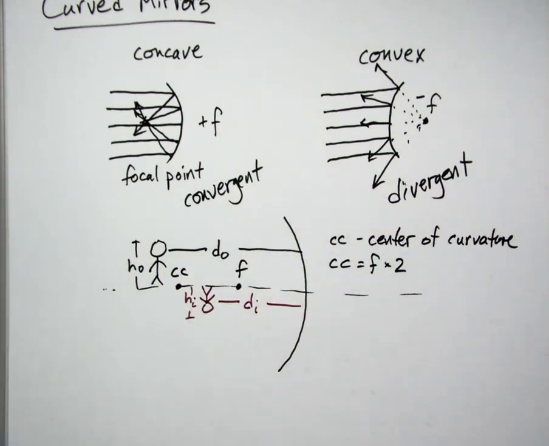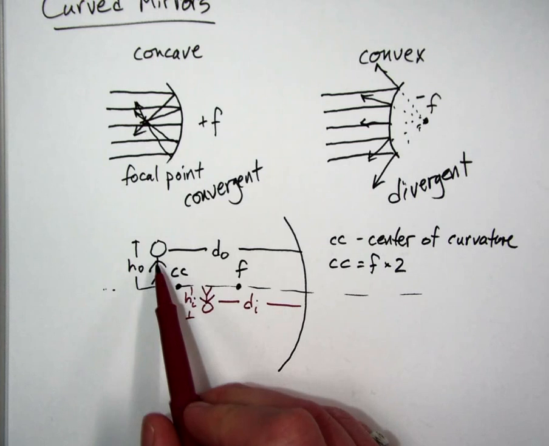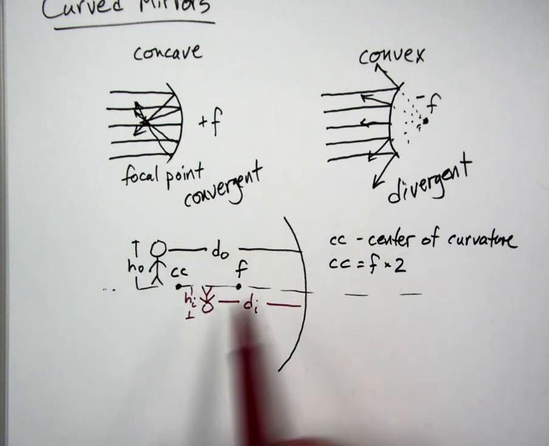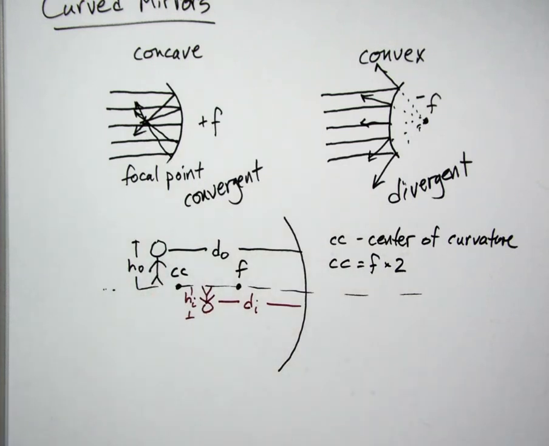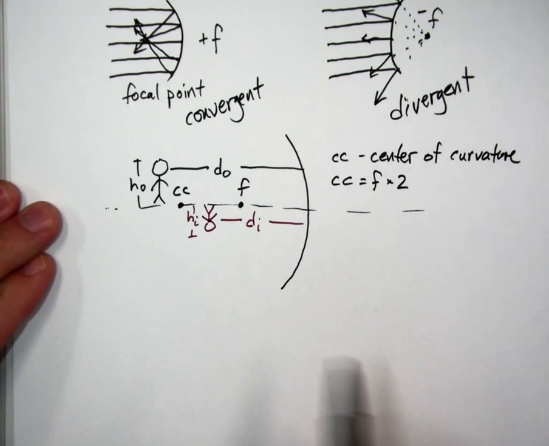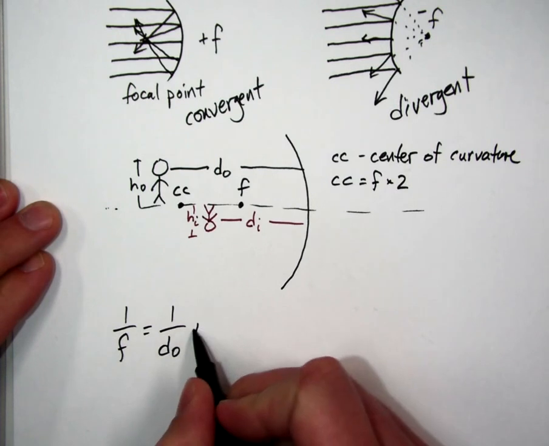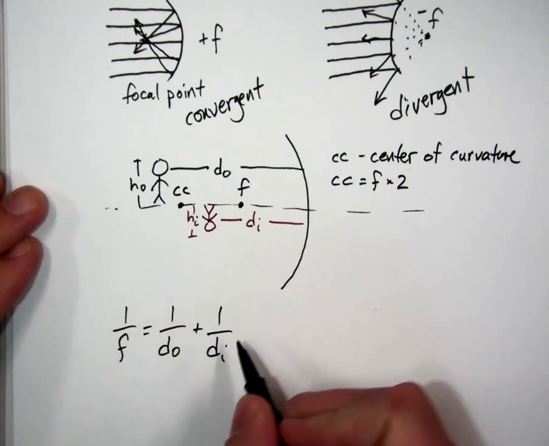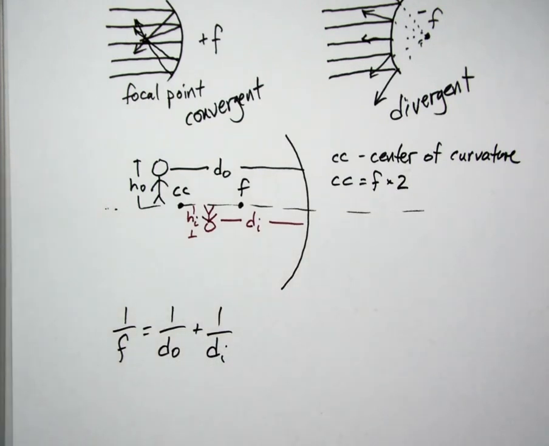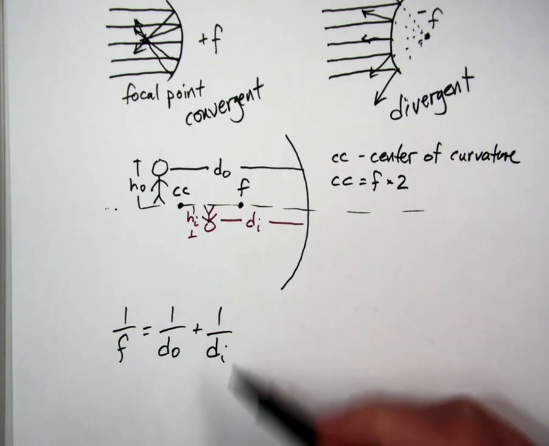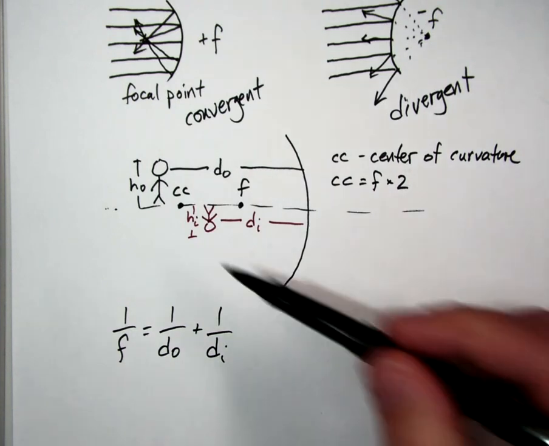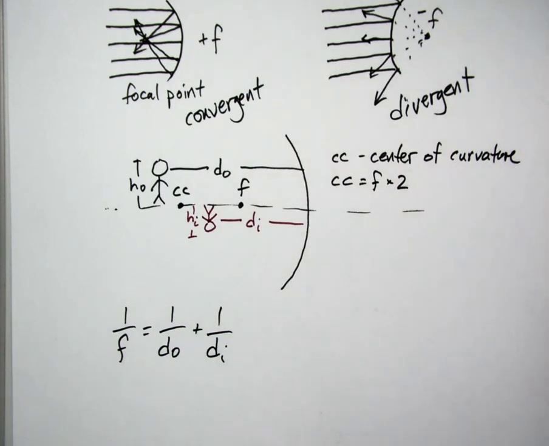So if we want to relate the distance that an object is from the mirror to the distance that the image is from the mirror, we have an expression for this. Just think, if I do, I die. 1 over the focal length equals 1 over the object distance plus 1 over the image distance. If you know 2 of these values, you can find the third.